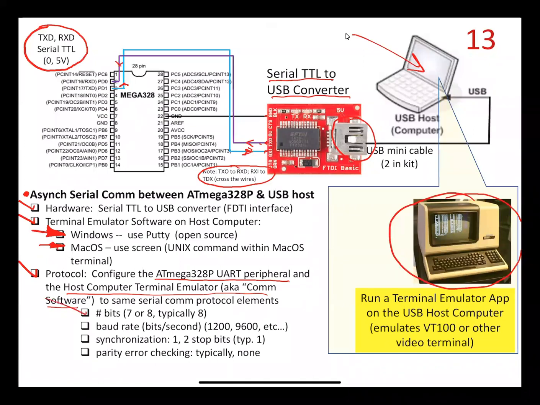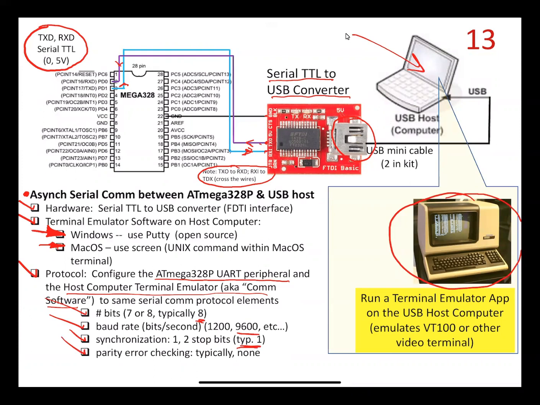So how many bits? 7 or 8. Typically it's going to be 8. Everything we do here will be 8. The baud rate, how fast that data is coming. And we're always going to use 9600 baud. We can use faster, but we're just going to keep things simple. Okay, synchronization bits, there's always one start bit, but we would specify 1 or 2 stop bits. We'll always be using 1 here. And then if there's any parity checking, typically there'd be none.